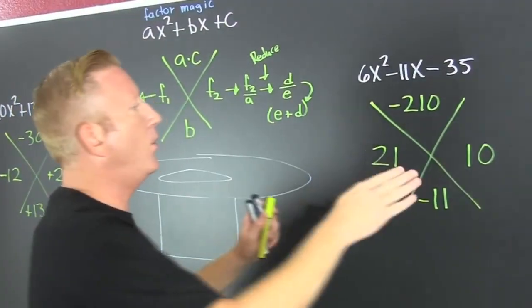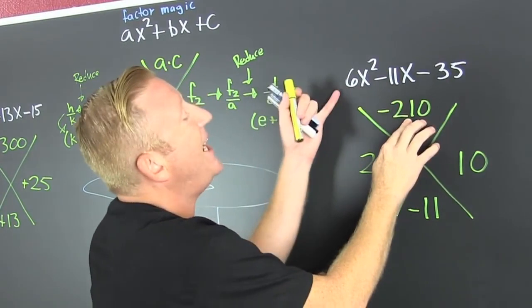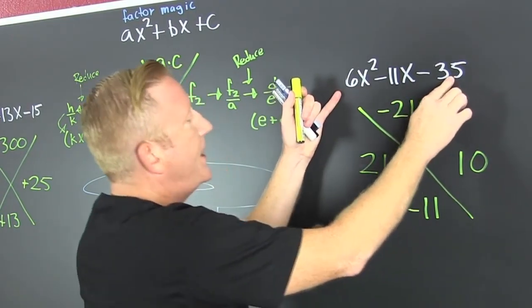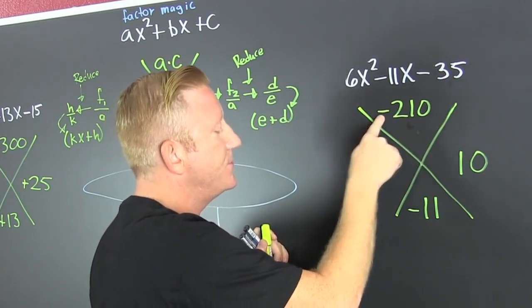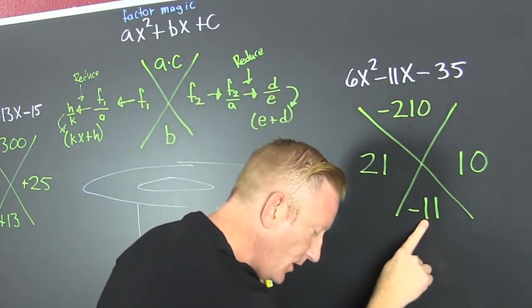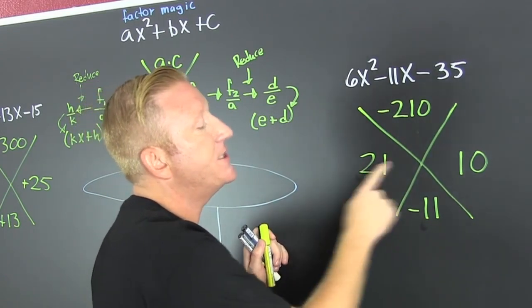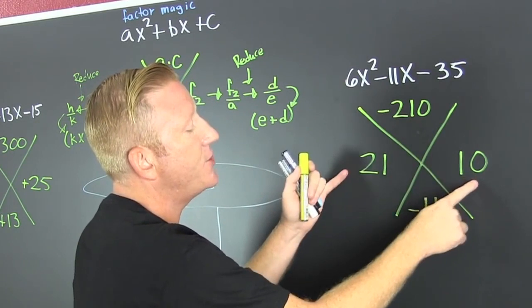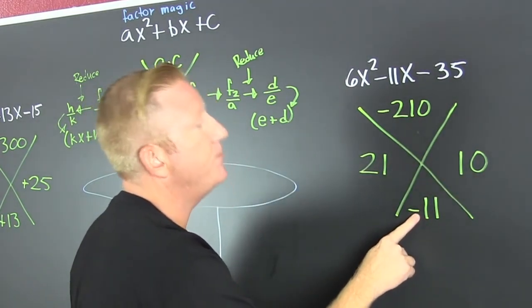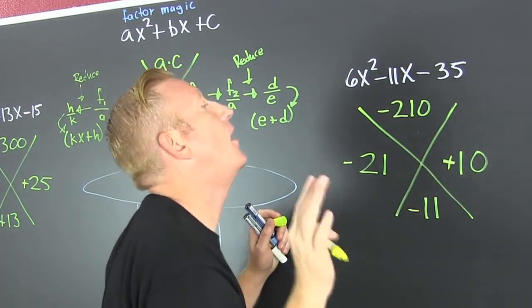What's over here? So A times C, that's minus 210. Check it! Go ahead, multiply that out. So we're looking for the factors of 210 that subtract to be 11. So then, I get 21 and 10, because when I multiply these I get that, and when I subtract them I get that. That being negative says that this is negative, and that's positive.